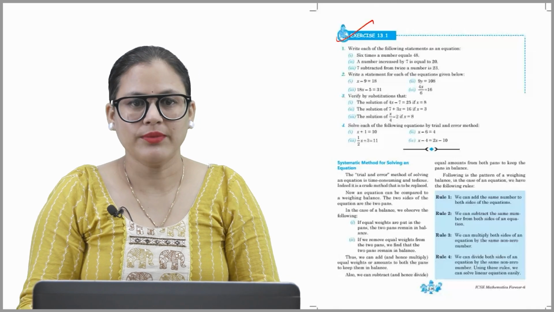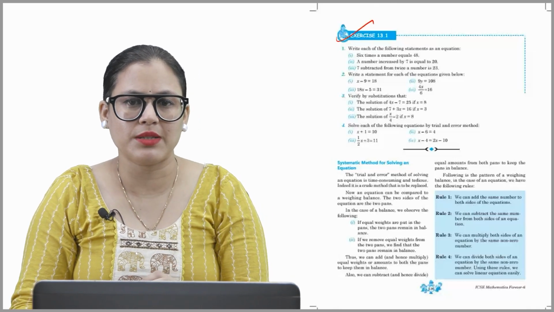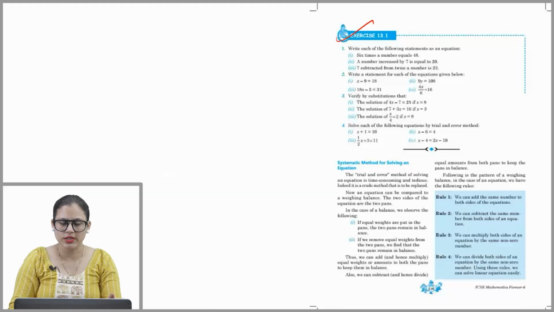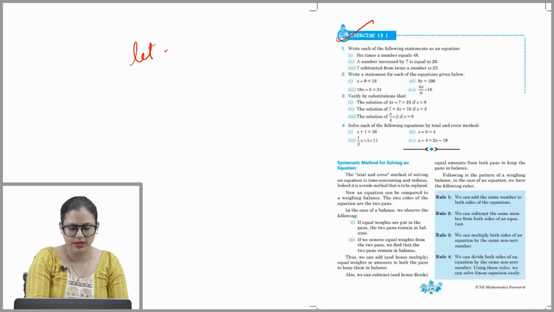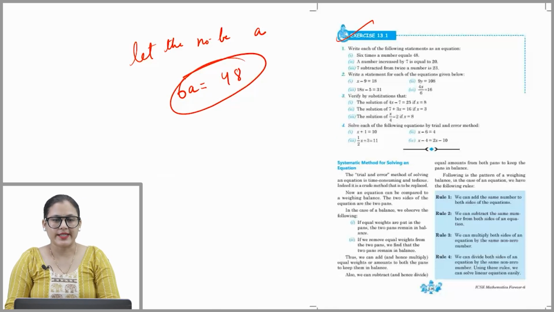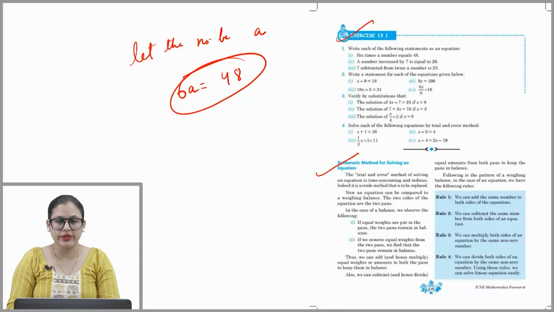Exercise 13.1. Write each of the following statements as an equation. 6 times a number equals 48. So what is the number? Let the number be x, y, z or a, b, c. Let the number be a. So 6 times a number equals 48.